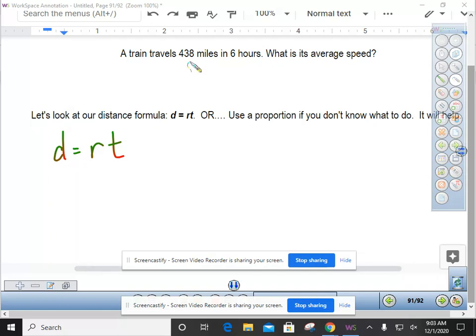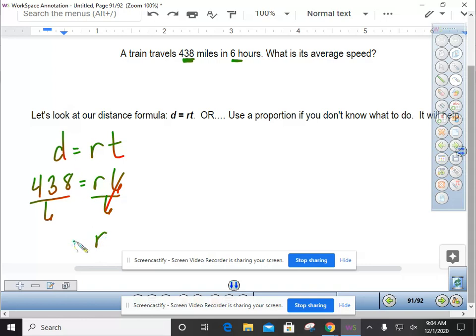So what is the distance here? How far are we going? I'm going to fill in 438 for the distance. What is the rate? We don't know, right? So we're going to leave that as an R. What is the time? 6 hours. How do you solve that? You divide. Divide both sides by what? 6. You divide by the number next to the variable, right? And I think the answer is 73. Okay, y'all can write that down.